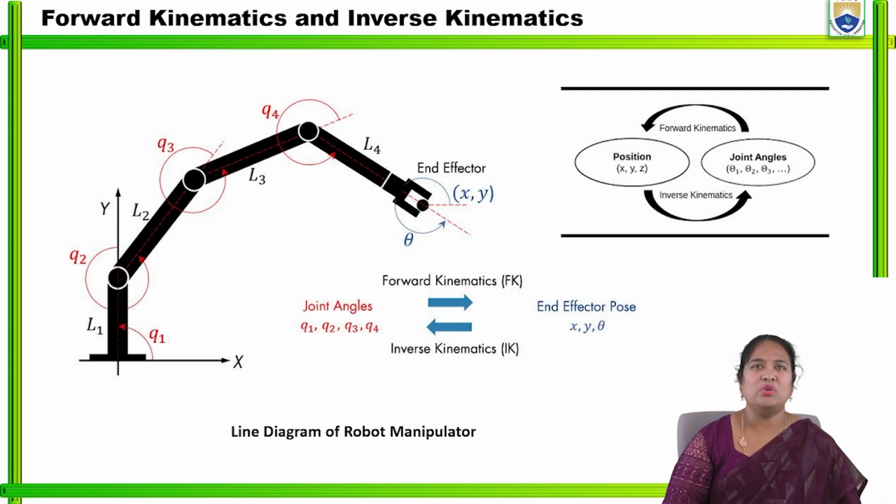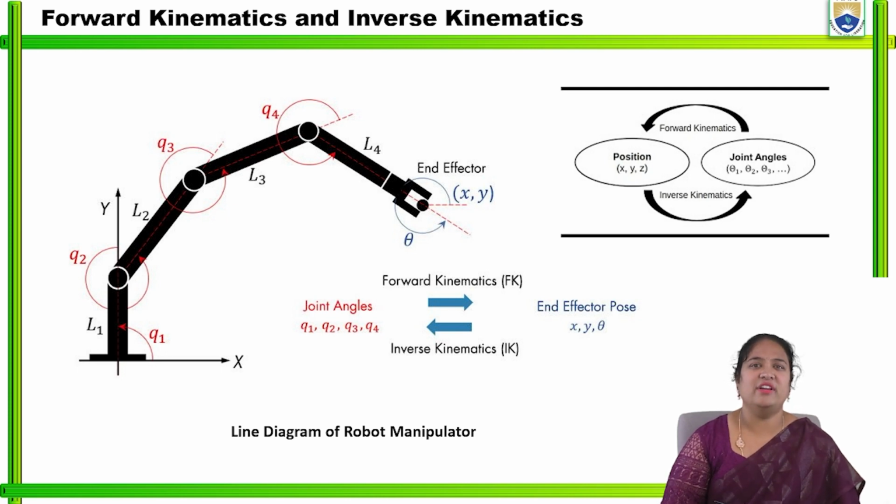We have two types of kinematics here: one is forward kinematics and the other is inverse kinematics. What do we mean by forward kinematics and inverse kinematics? Everyone will have a doubt: how is the movement of the robot being done, what are the various links or joints we have in the robot, and how is the end effector movement being done? All of this depends upon forward and inverse kinematics.